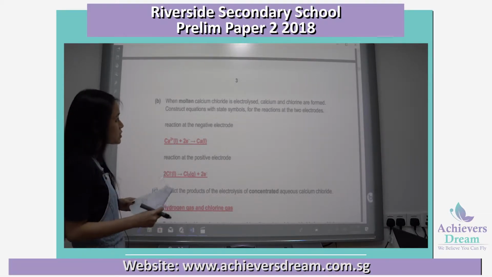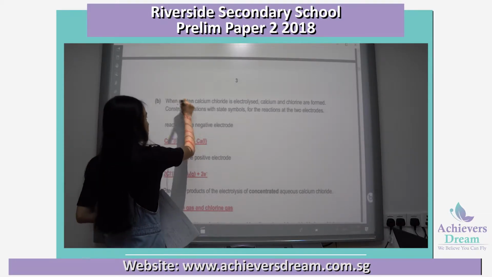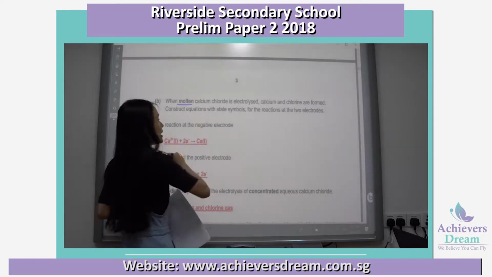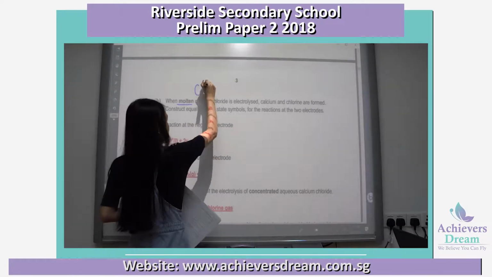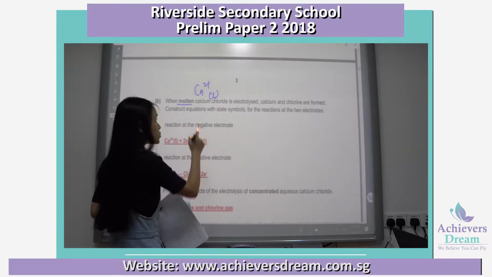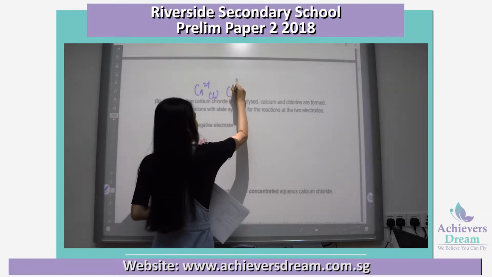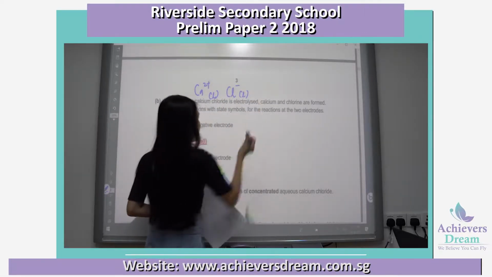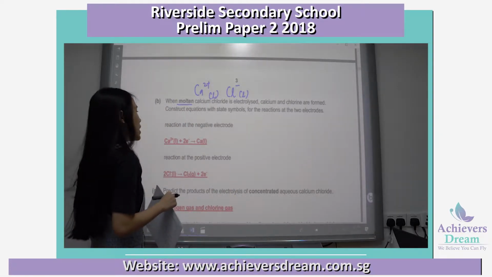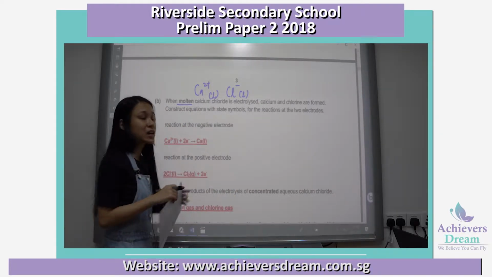Now let's take a look at part B for this question. When molten calcium chloride is electrolyzed, what are the ions present inside? We have Ca2+, which is in molten state, so it is in liquid state, as well as chloride ion, which is also in liquid state. We want to write the half equation at the negative electrode.